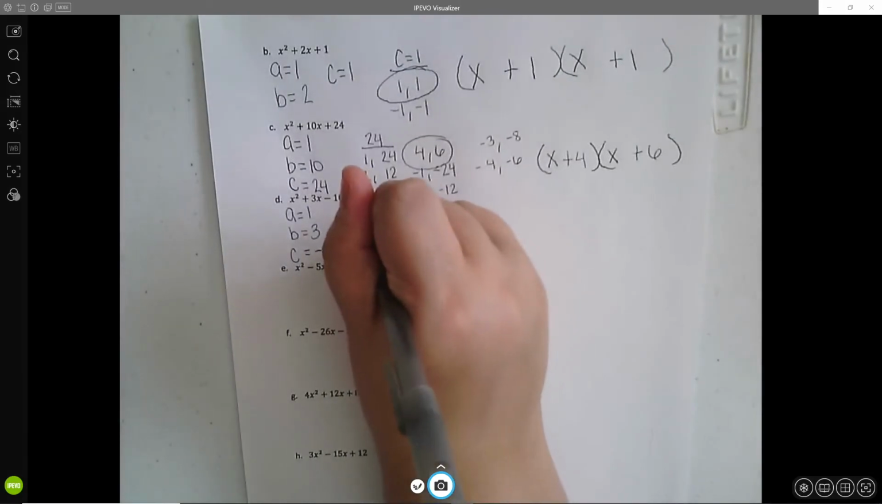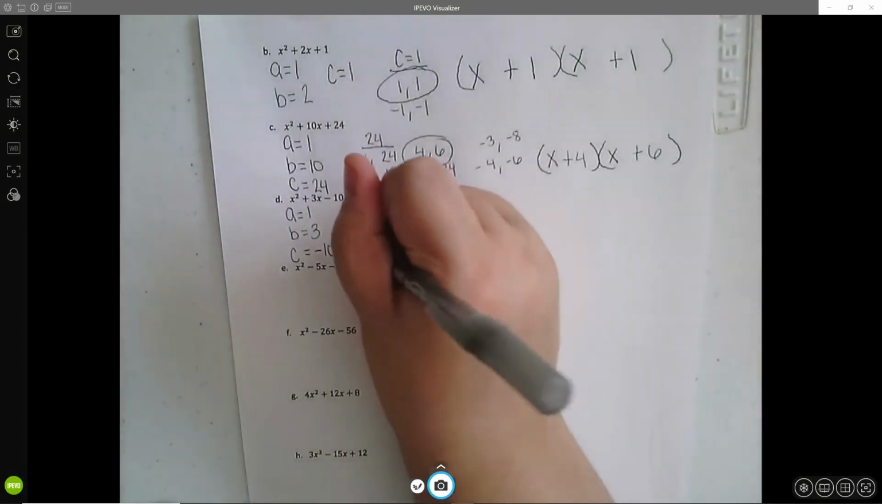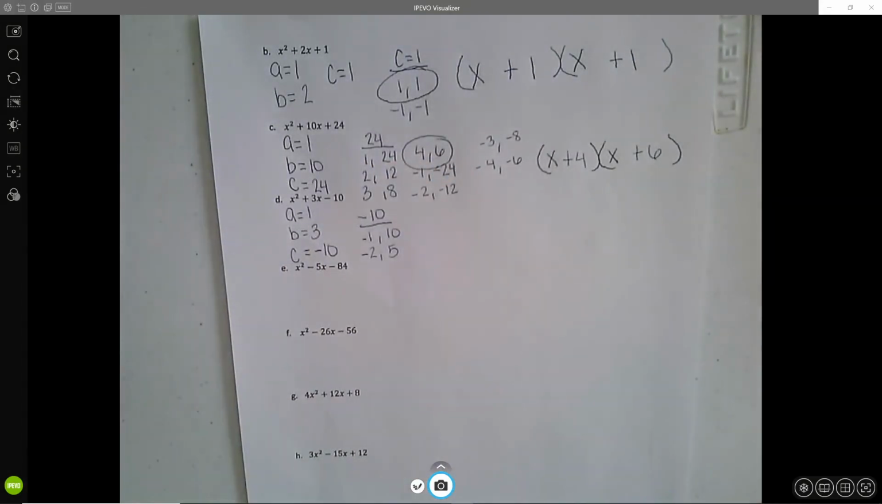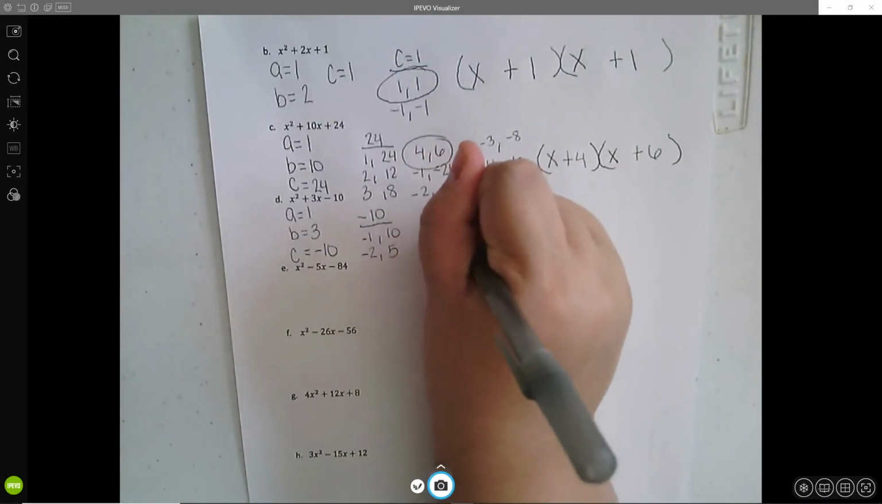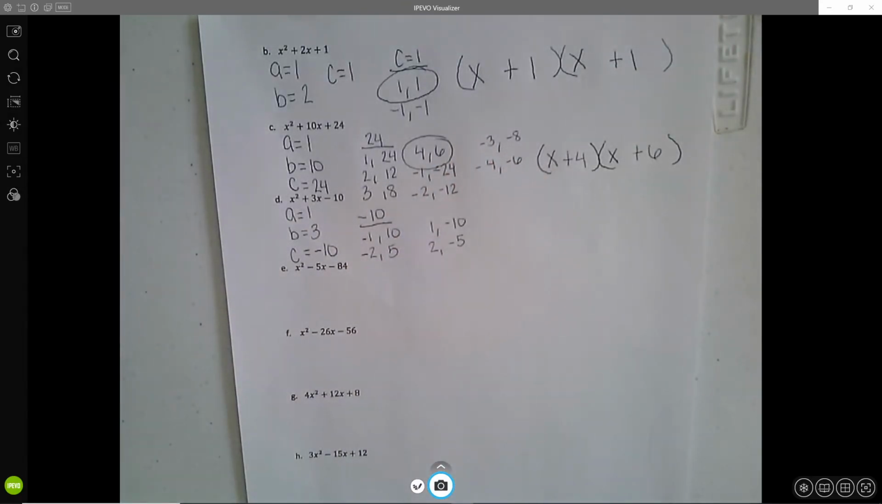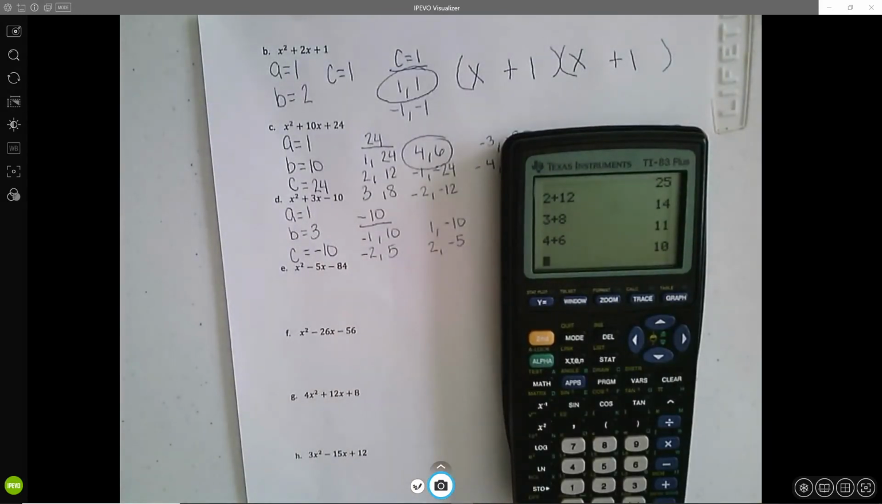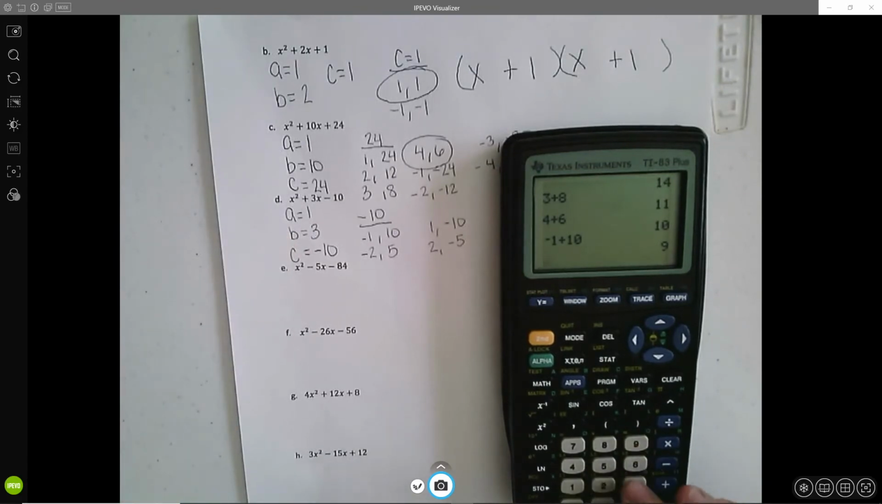So, factors of 10, I have 1 and 10, 2 and 5. Those are the only factors of 10. Okay, my first set of factors, I'm going to make the first numbers be negative. On my second set of factors, I'm going to make the second numbers be negative. Now I'm going to add these factors together and see which one gives me those B values. So -1 plus 10 is 9. It's not 3 since that's my B value.